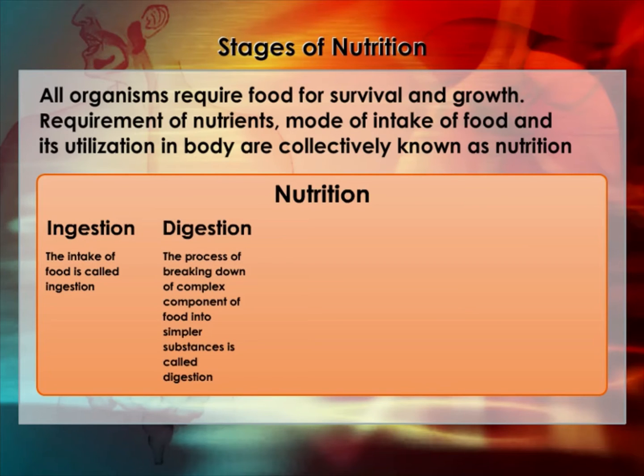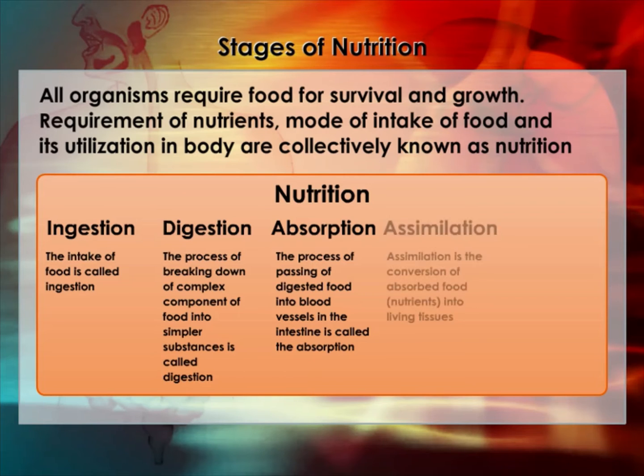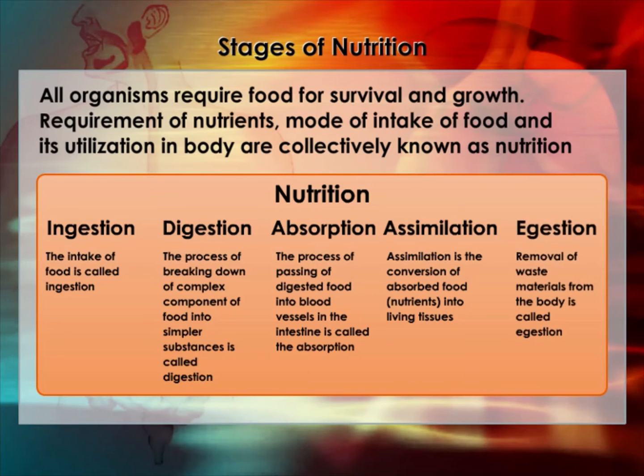Digestion. The process of breaking down of complex components of food into simpler substances is called digestion. Absorption. The process of passing of digested food into blood vessels in the intestine is called absorption. Assimilation. Assimilation is the conversion of absorbed food nutrients into living tissues. Egestion. Removal of waste materials from the body is called egestion.